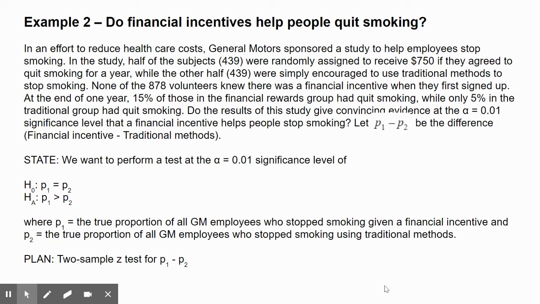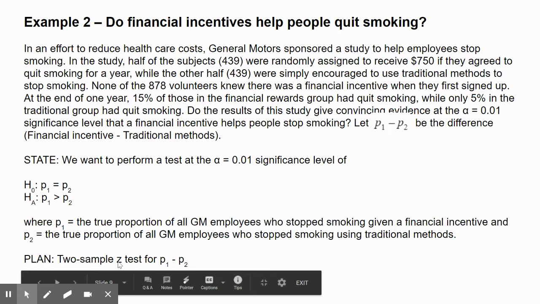So state: we want to perform a test at the alpha equals 0.01 significance level of the null hypothesis that the two proportions are identical, meaning the financial incentive would have no impact, versus the alternative, we think that more people in the financial incentive group will quit smoking than the traditional. So P1 is greater than P2, where P1 is the true proportion of all GM employees who stop smoking given the financial incentive, and P2 is the true proportion of all GM employees who stop smoking using traditional methods. So plan: we're going to do a two-sample z-test for P1 minus P2. All right, let's get after it.